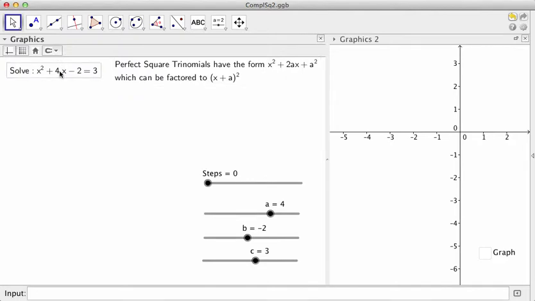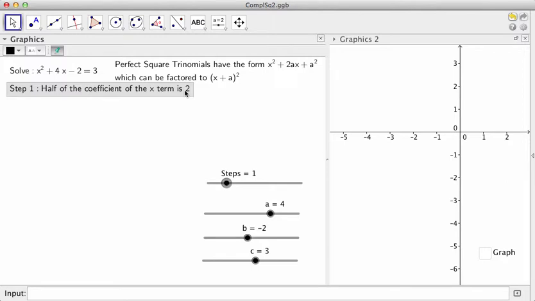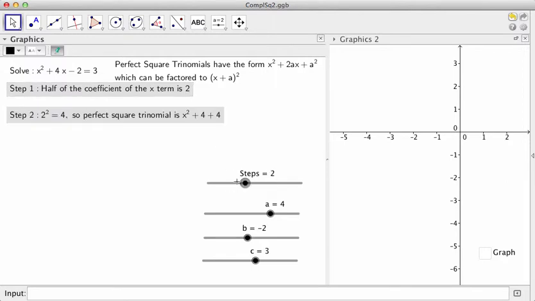So for example, here we have x squared plus 4x minus 2 is equal to 3. So the coefficient of the middle term is 4. So in that case, we're saying that 4 is equal to 2a, and we want our last term here to be equal to a squared. Well, the first thing is we find out what a is by taking half of this coefficient. So half of the coefficient of the x term is 2. We then square that to get 4.